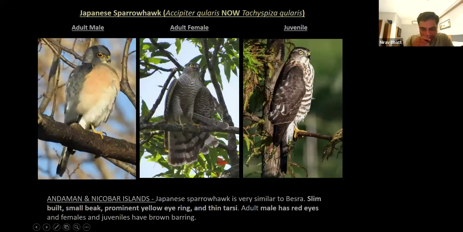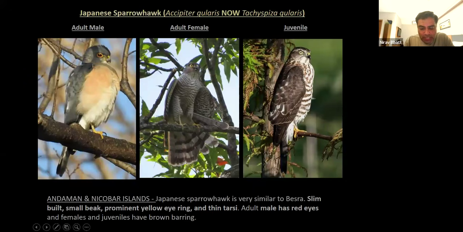Now we have Japanese Sparrowhawk. Again, very rare birds, specific to Andaman and Nicobar Islands. They are winter visitors in our areas. Japanese Sparrowhawk is very similar to Besra. The Chinese is very similar in build to Shikra. Japanese is very similar to Besra. Earlier, it was also considered as a subspecies of Besra. So the build is very similar to Besra.